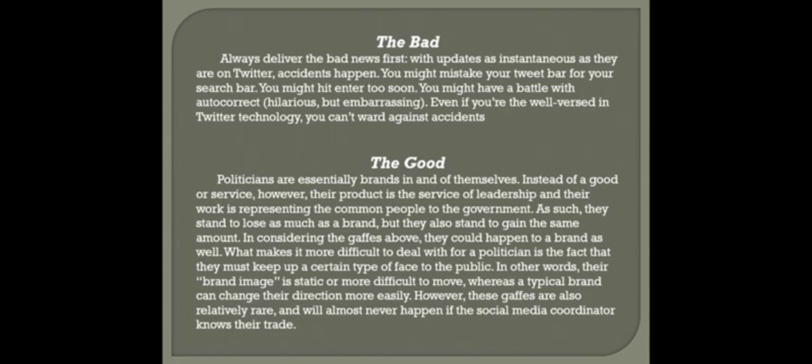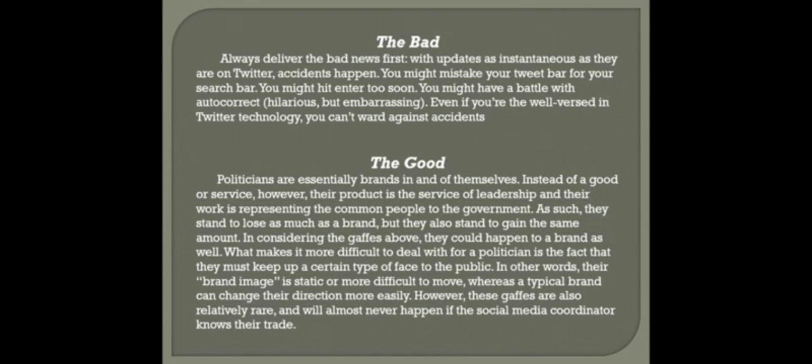However, unlike brands, politicians must maintain a certain image or persona to the public, which can be more difficult to change. For example, if a brand changes its image or direction, it can rebrand itself and potentially win back customers who were previously dissatisfied. However, if a politician changes their image or direction too dramatically, they risk alienating their base of supporters and losing the trust of the public.